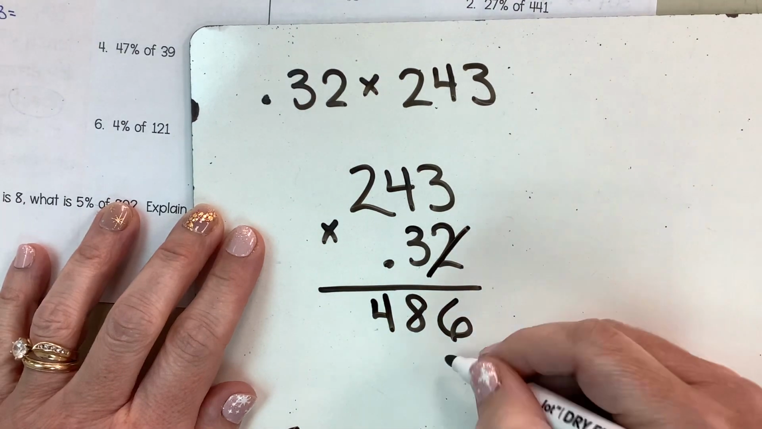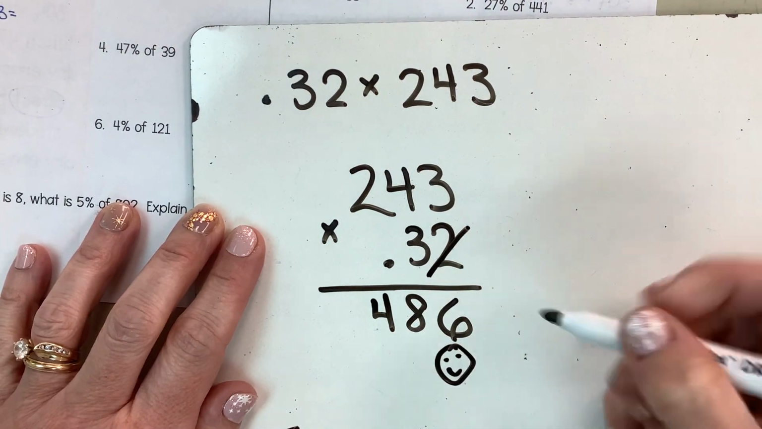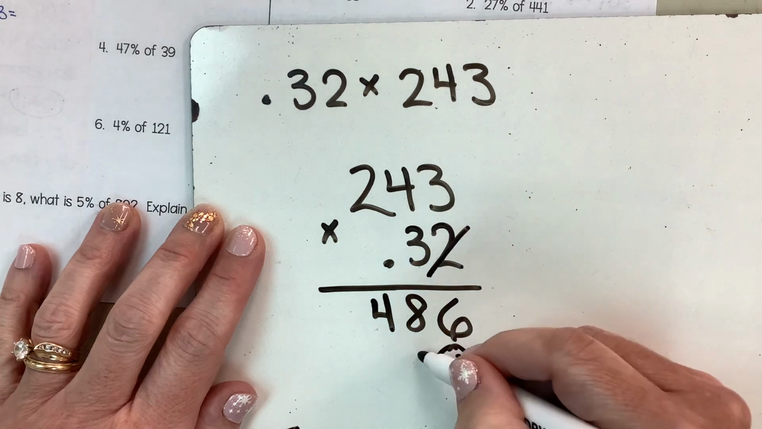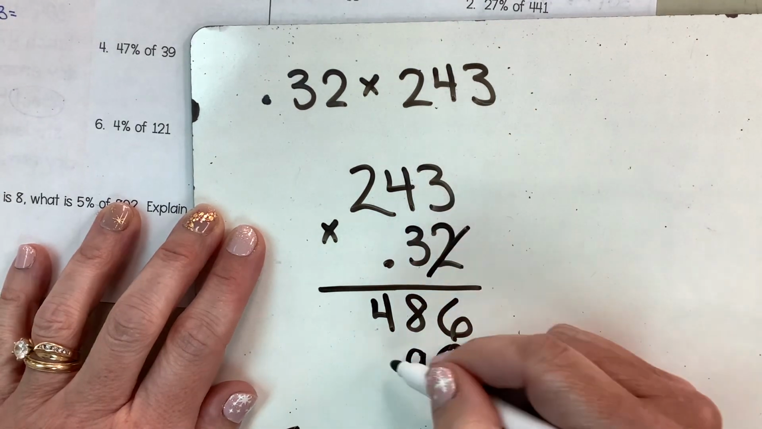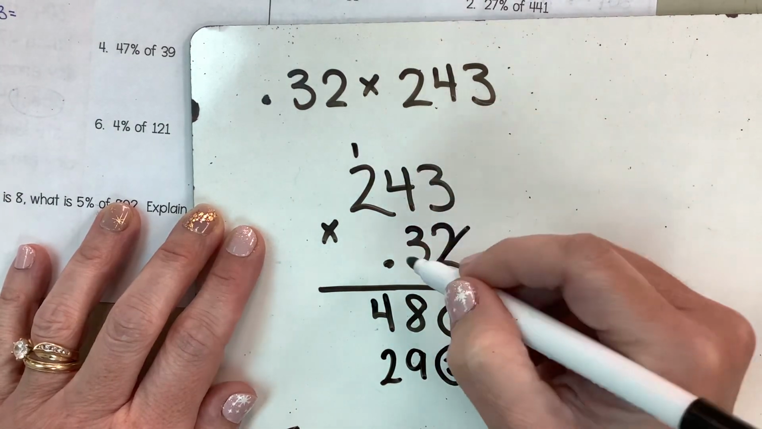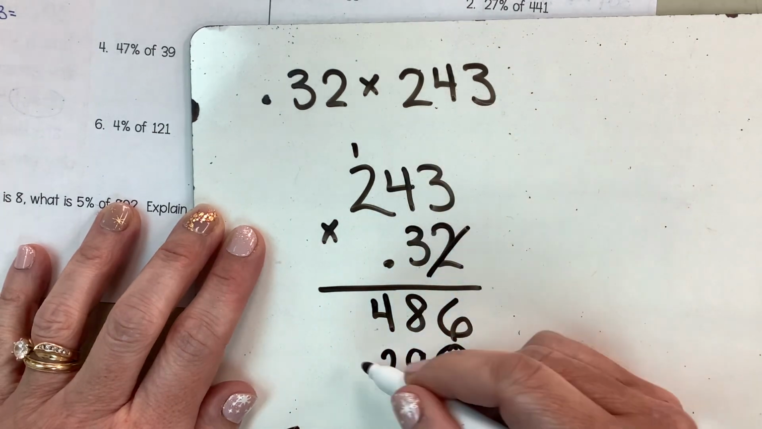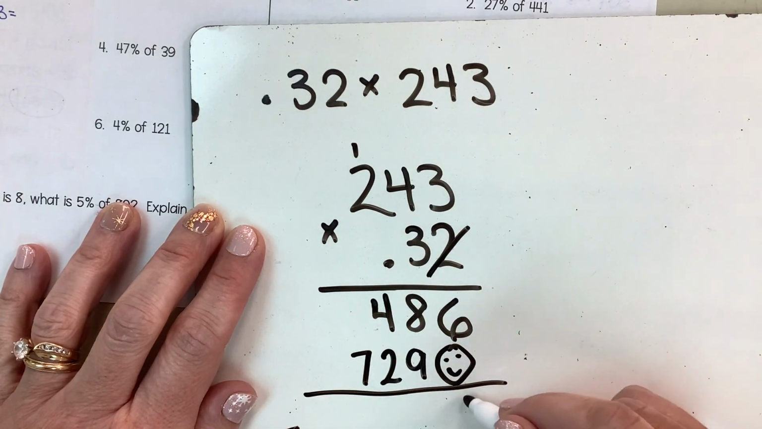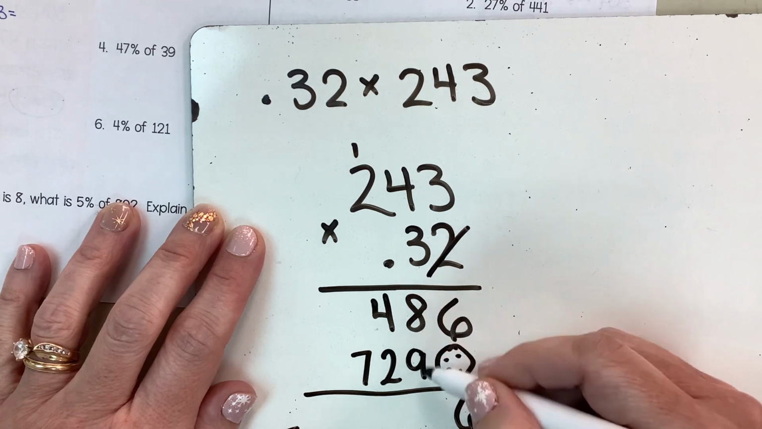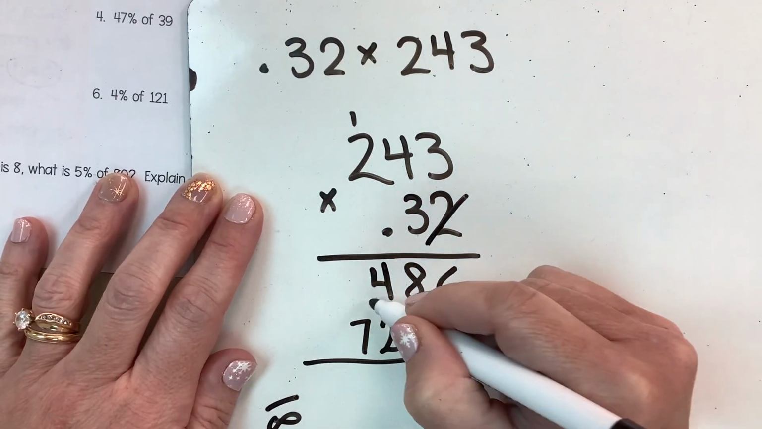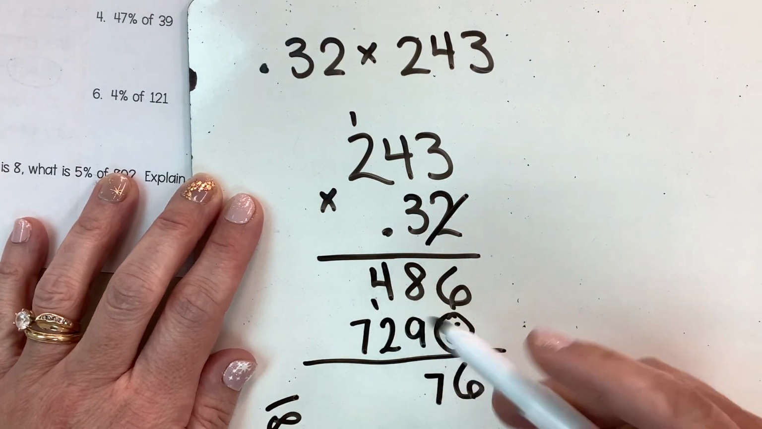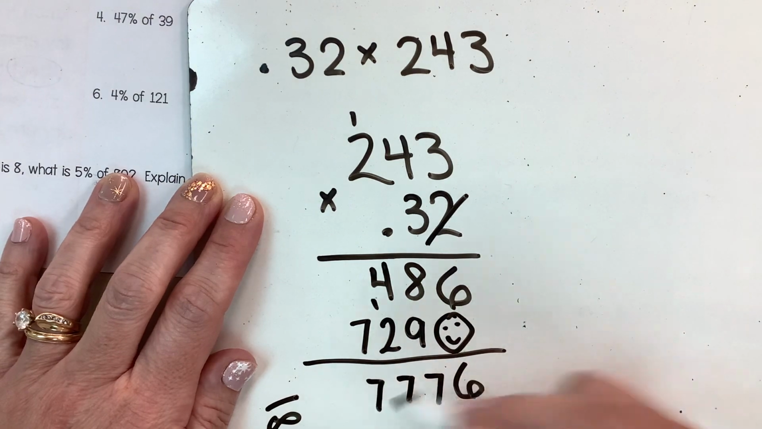Our 2 is done. Face that smiles back. 3 times 3 is 9. 4 times 3 is 12. Carry our 1. 2 times 3 is 6 plus 1 is 7. So we have 6. 8 plus 9 is 17. 4 plus 2 is 6 plus 1 is 7, and another 7.